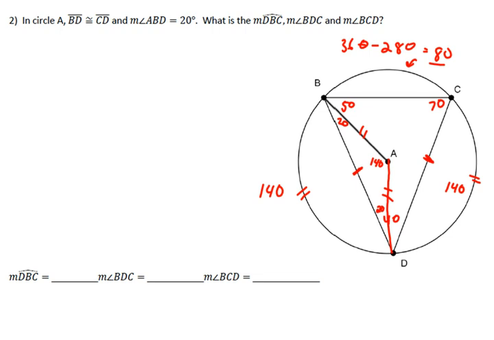So arc DBC would be 140 plus 80, so 220, because that's this part. Angle BDC is going to be 40, and angle BCD is 70. And having worked through this problem, we went from having almost no information. By drawing in a radius, we had lots and lots of information. Always a good strategy when solving these problems.